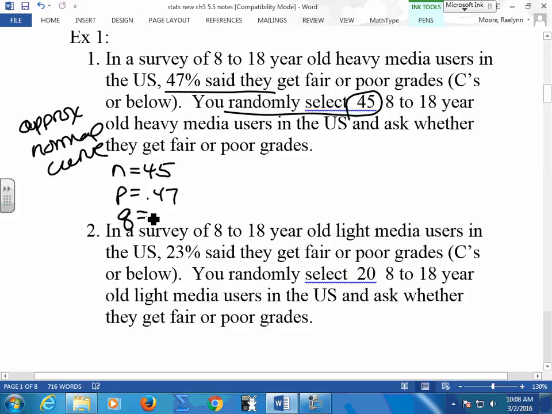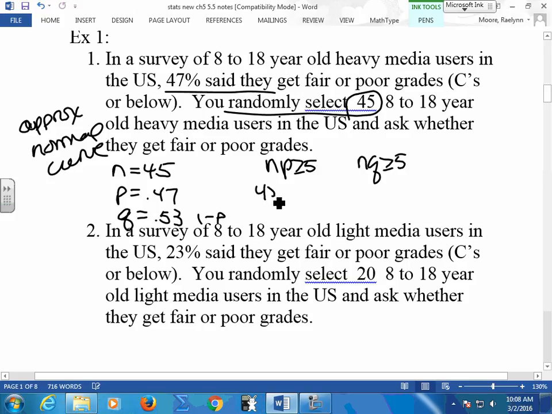And what is Q? 1 minus P. If it's not a success, it's a failure. So we have two tests to make: n times p greater than or equal to 5, n times q greater than or equal to 5.